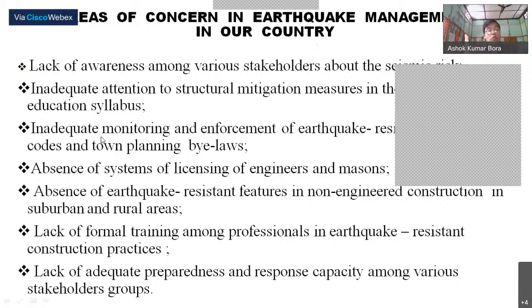This should be imposed commonly on all, in urban and rural areas, because without abiding by the rules, there is haphazard construction of buildings and structures without paying due attention to earthquake resistance construction laws. That is inadequate monitoring and enforcement. Then absence of systems of licensing of engineers and masons. That is a very important problem, because our masons and engineers are not put in the right direction to follow these bylaws. Then absence of earthquake resistant features in non-engineered construction in suburban and rural areas.